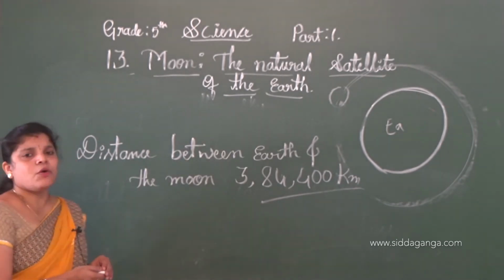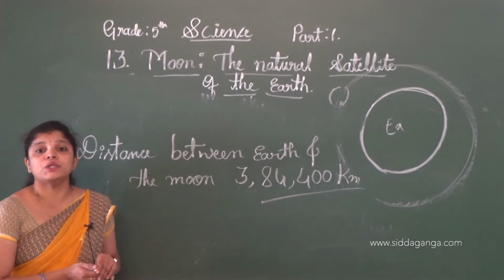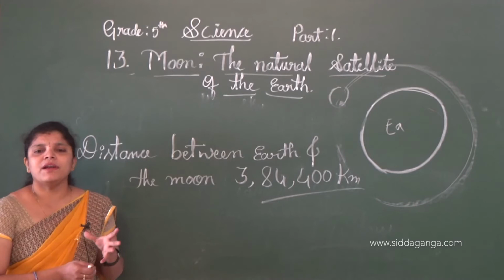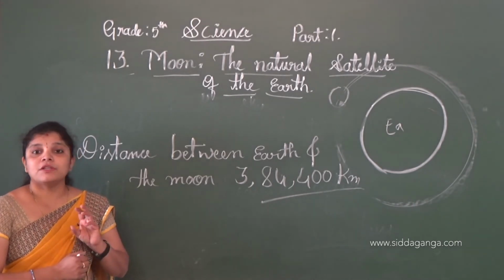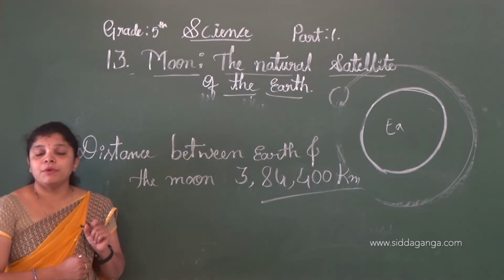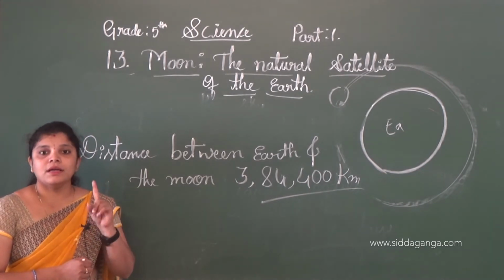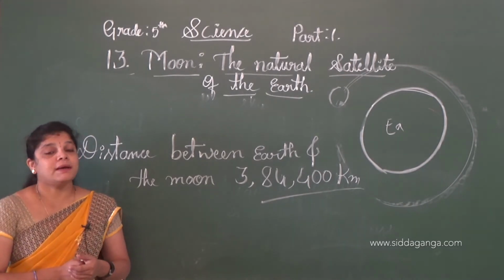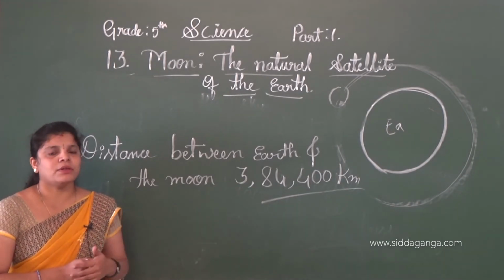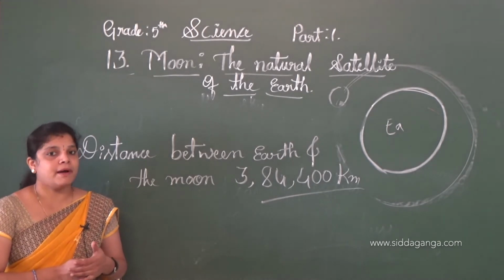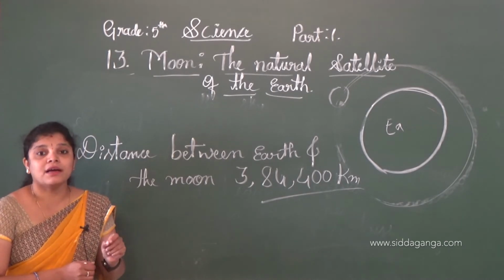Does it give its own light? No. This moon does not give its own light to us. It just reflects the sunlight. The moon is an example of a non-luminous object. It's not a luminous object. The sun is the only natural luminous object, but the moon is non-luminous. But still it gives us light. But this light is not the moon's own. It just reflects the sunlight.